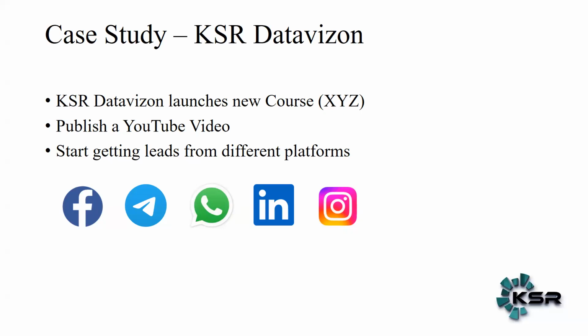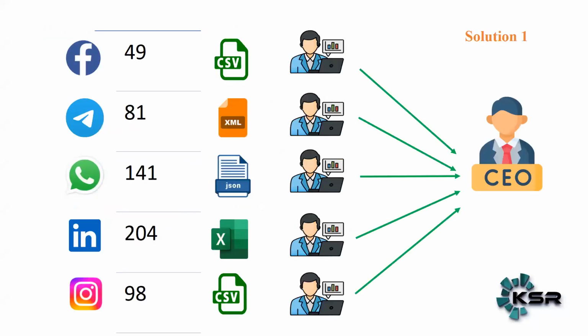We are getting calls from different sets of people, like from Facebook. Some people are getting the number and link on WhatsApp, some from LinkedIn, some from Instagram. And this is where we are getting the data, the students who are calling from different platforms. Now, to take one step forward, from Facebook we have got 49 people who have inquired about this new course. From Telegram, we have got 81 students who have inquired about this course.